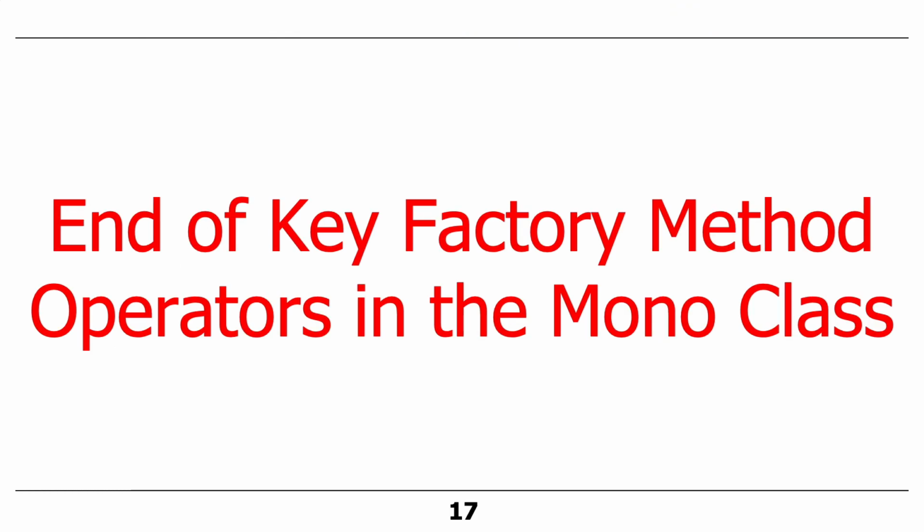So that's the end of the discussion of factory method operators in the Mono class. We will come back later and show how to use these things in a more complete example. But for now, this is just a way to get things started. These are the very, very simplest operators that you can use to give values to Monos. And we'll talk shortly about what you can do once you've got a value in a Mono, all the interesting things you can do with it.